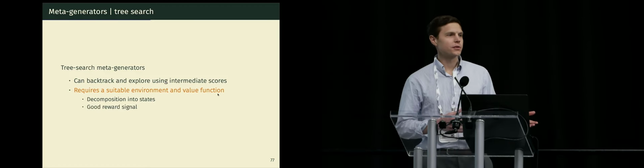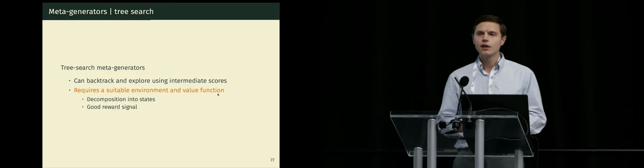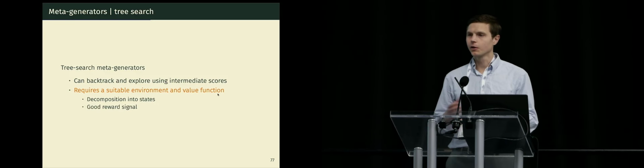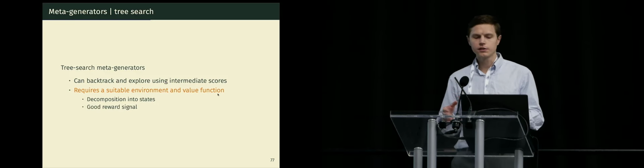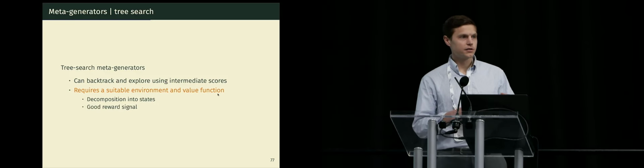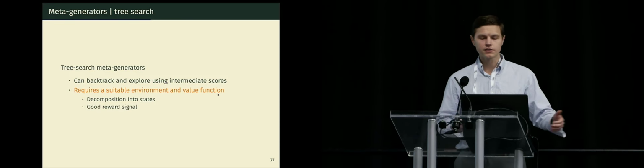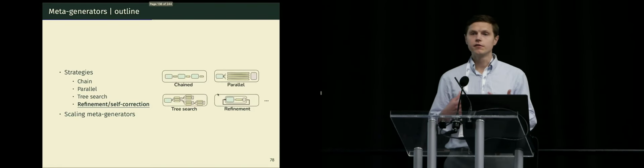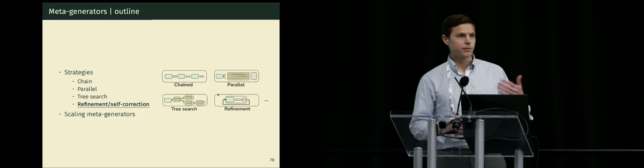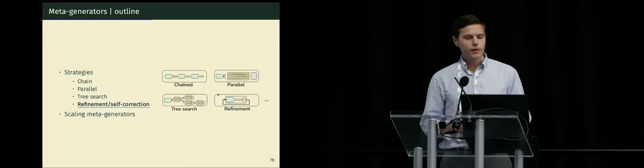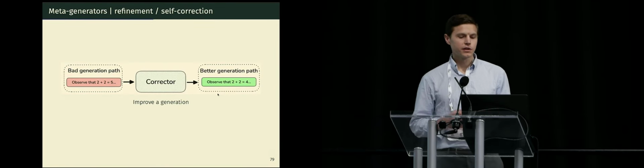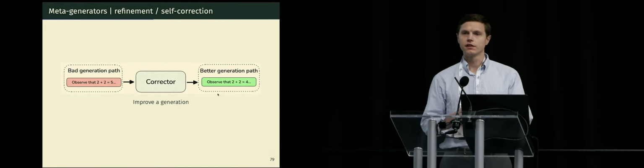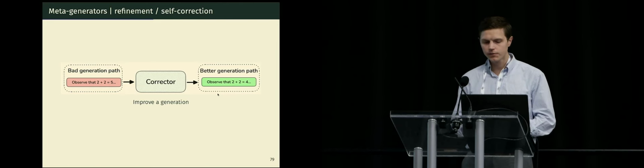However, if you're going to use tree search in your problem, it is worth thinking about whether tree search is a good fit. In particular, you really want your generation to decompose into multiple states. Ideally, you want an environment which is giving you extra information at each state. And then you really want a good reward signal so that you can train a really good scoring function for performing the tree search.